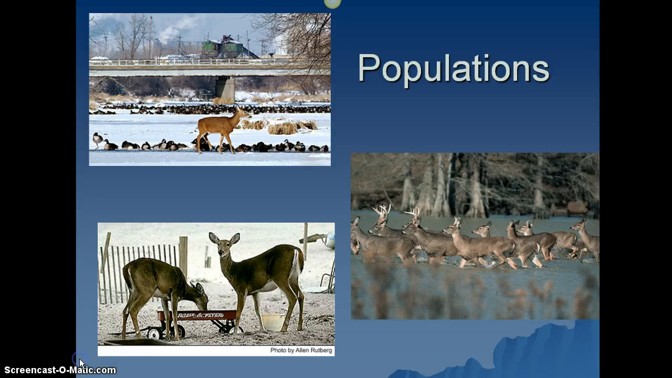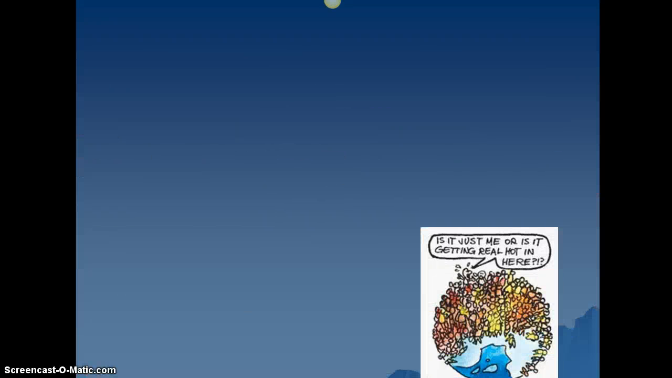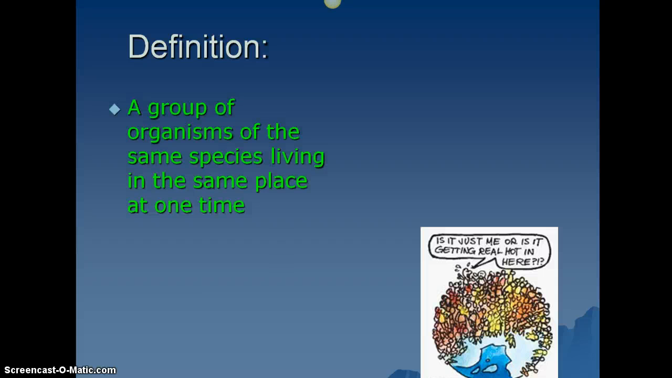Hi class, today we're going to be going into chapter 19, talking about populations and how we measure populations and just some characteristics about them in general. So to start, we have a definition of a population, which we had last chapter, but you can put it in here again. It's a group of organisms of the same species living in the same place at one time.